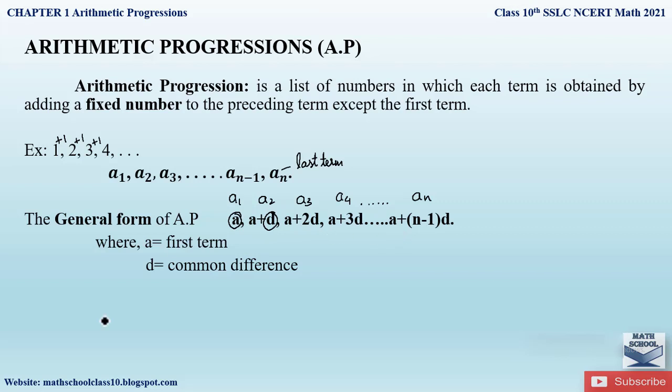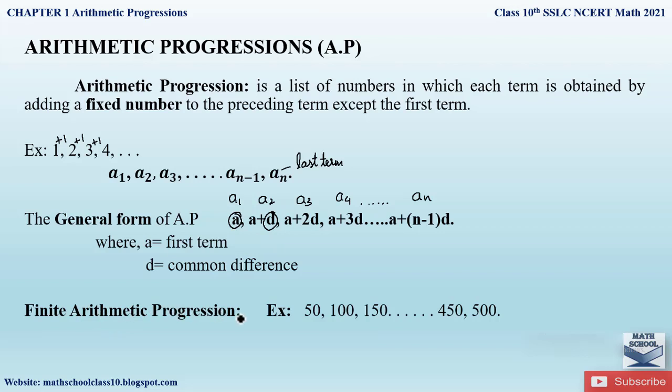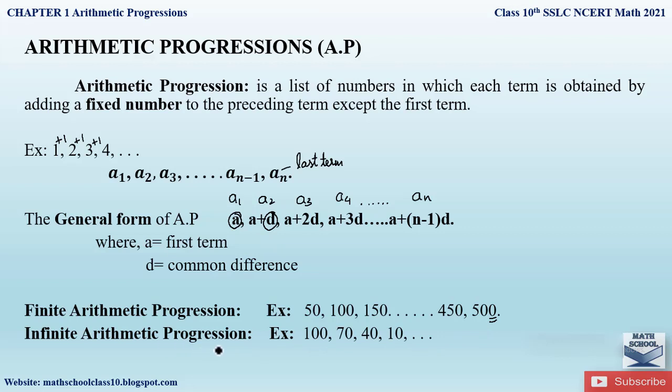Now there are two kinds of arithmetic progressions. First one is the finite arithmetic progression. Example, here you can see that we have an AP and the nth term of the AP is also given here. So such an arithmetic progression is called a finite arithmetic progression. The second is our infinite arithmetic progression. In this case, the last term of the AP is not given. So in such cases where the last term of an AP is not given, it is called an infinite arithmetic progression. Now this is the basics of the arithmetic progression which you have to know.